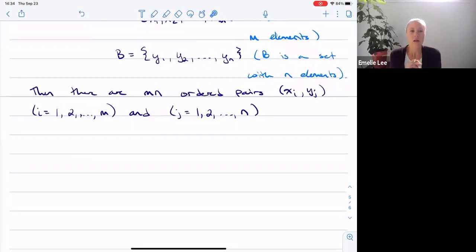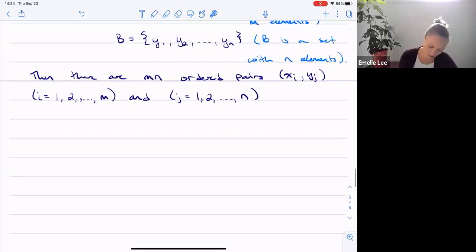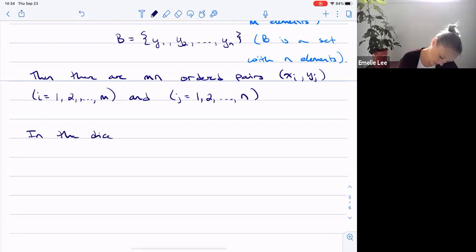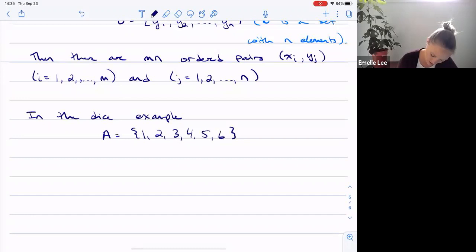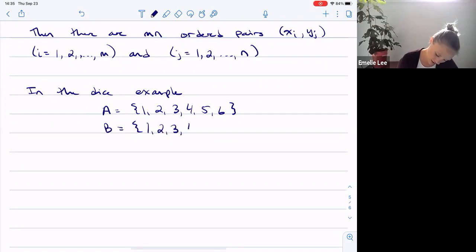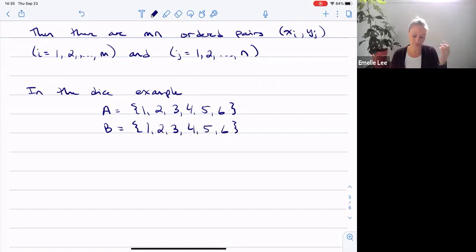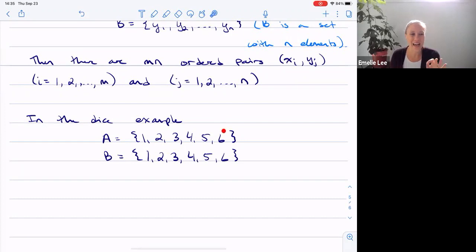For the dice, go back to the dice example. In the dice example, we had A is the set 1, 2, 3, 4, 5, 6, and B was the set 1, 2, 3, 4, 5, 6, which means that we have M equals 6, because there are 6 outcomes here. Confusing because it's also the numbers 1 through 6, but not necessarily. And so then we have 6 possible outcomes. So M equals 6 and N equals 6.